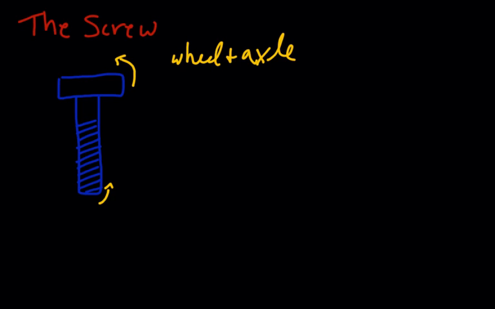The other thing is you have these threads that circle around the axle. If you look at it really closely, it's an inclined plane that wraps around. So a screw is really two simple machines put together here.